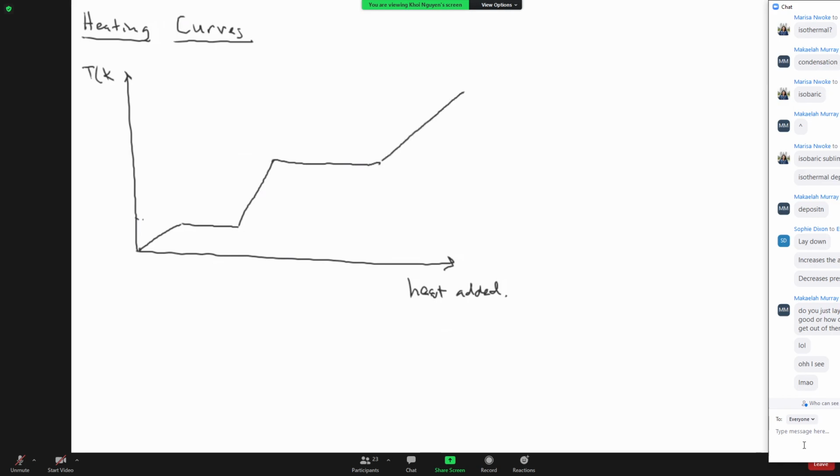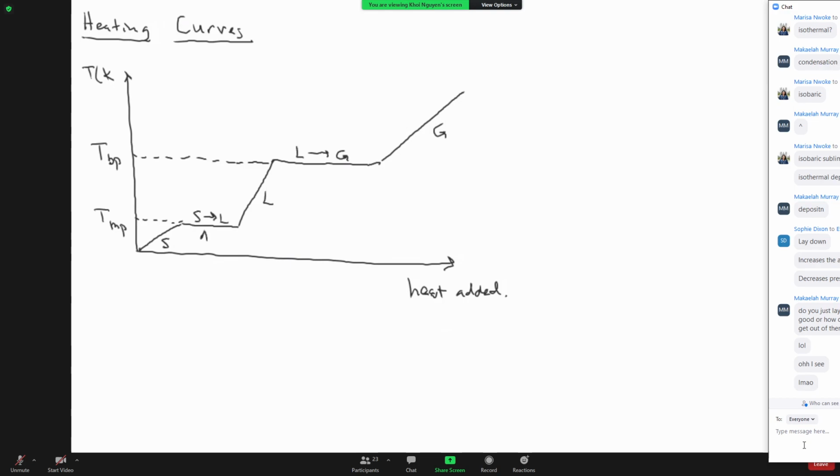This temperature is the temperature for the melting point. This temperature is the temperature for the boiling point, or for vaporization, right? So on this heating curve, as we add heat, we're changing from solid state to liquid state to gas state. And in between, we have this solid to liquid transformation, this liquid to gas transformation, right?